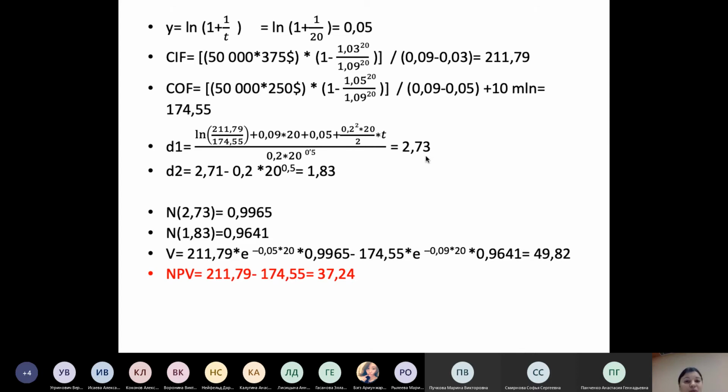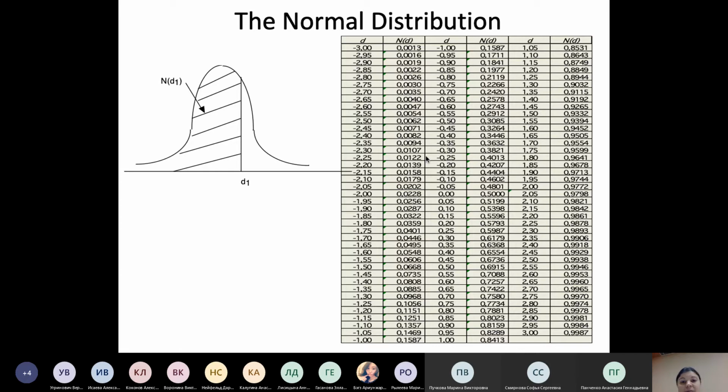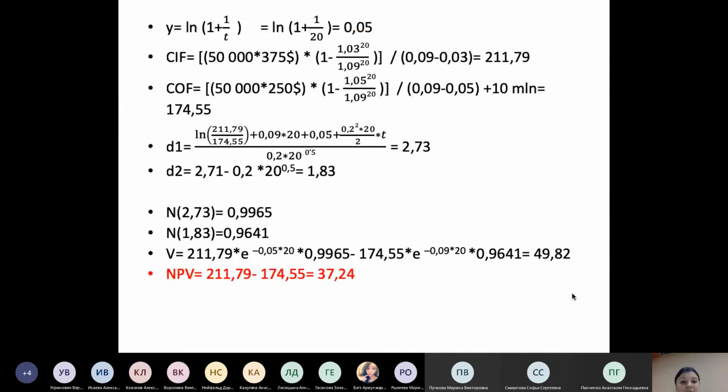Normal distribution of 2.73, the value of our normal distribution of 2.73. This one is 0.9965 or 70. So the probability that the market creates all conditions to realize this license, to realize this real option, is 99%.